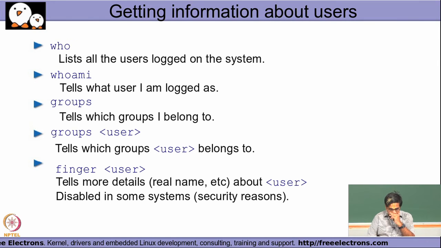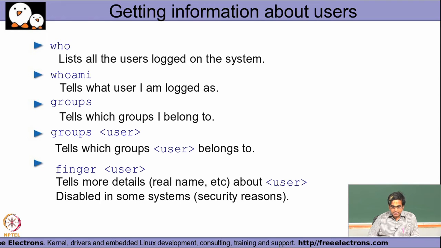Some of the other information commands that I need to use whenever I have a requirement to find out about users: the who command will give me all the users who are logged into the system, whoami will give me my own user ID, as my user ID is recognized by the system. Groups will tell me which groups this currently logged in user ID belongs to.